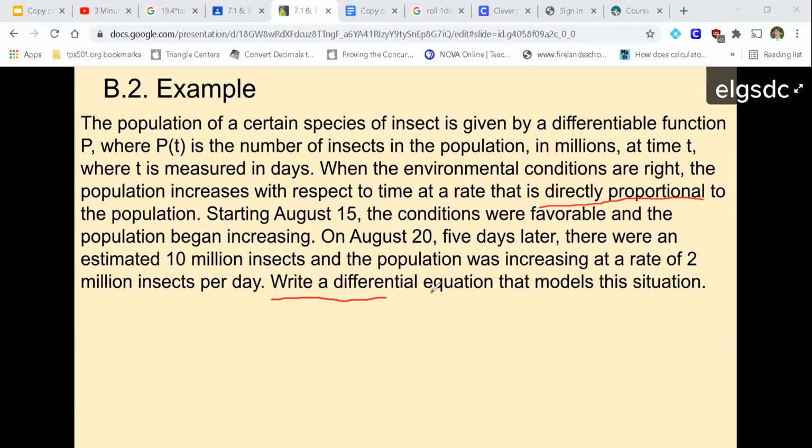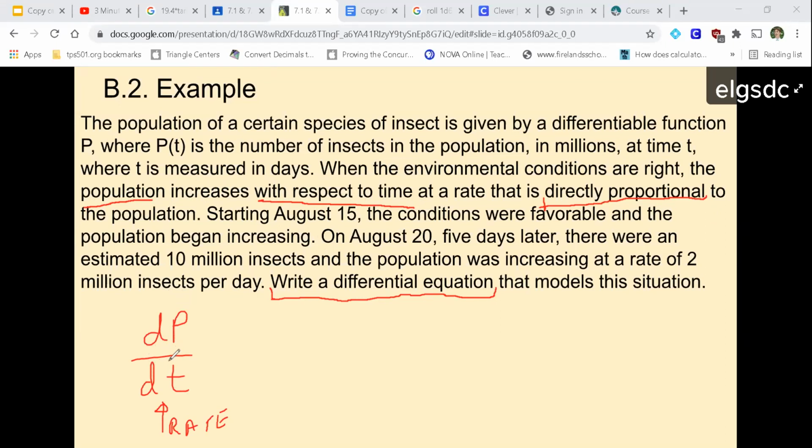All right, what's this question asking me to do? Write an equation. What's the form of the equation we're going to write? K times G. That's direct proportionality. So what is our first function? The population with respect to time. So that is dP/dt, because this is a rate. It's a rate of population to time. It's the change in population over the change in time.